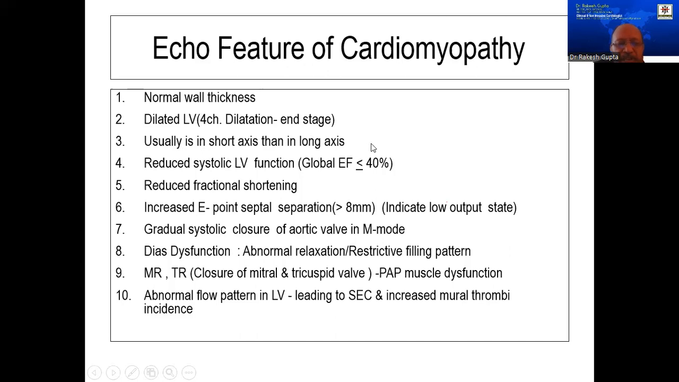When the LV dilates in short axis, the so-called bullet shape of the LV becomes globular. When it becomes globular, what happens? It leads to a reduction of ejection fraction and fractional shortening too. It also leads to E-point septal separation, which becomes more than 7 or 8 millimeters. When a lot of blood goes from LV to LA due to mitral regurgitation, we have gradual systolic closure of the aortic valve on M mode. And when a lot of blood is present in LA and LV, it leads to grade 2, grade 3, or grade 4 diastolic dysfunction.